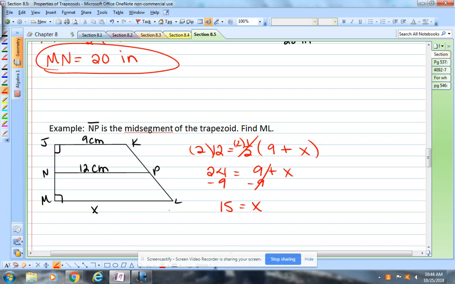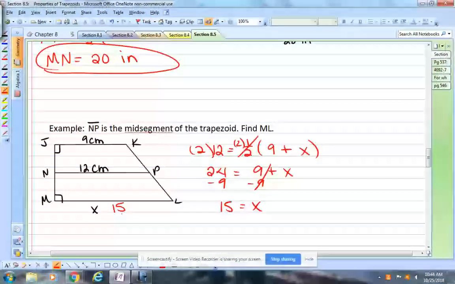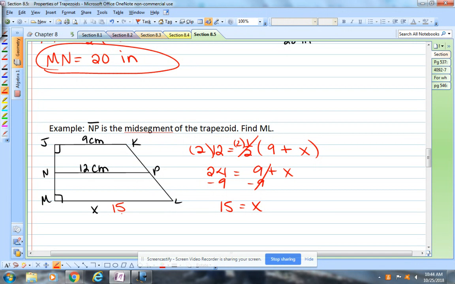Does that answer make sense? Is 12 halfway between 9 and 15? Yeah. It didn't give me any units. Oh, it did, didn't it? Centimeters. Make sure to use your units if they give you units. So if you're looking for one of the bases, you set it up: mid-segment equals 1/2 of base plus base. All right? And then you multiply by 2 on the other side to get rid of your 1/2. And then you subtract the other base. Okay?